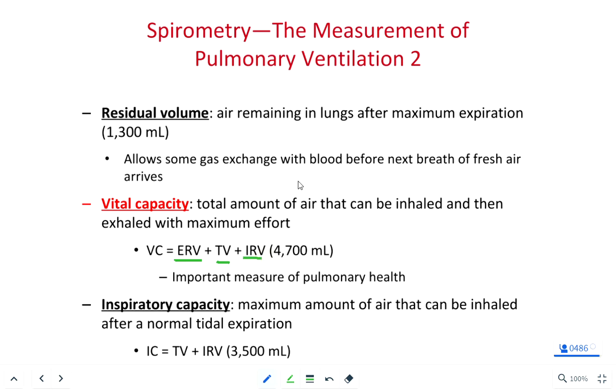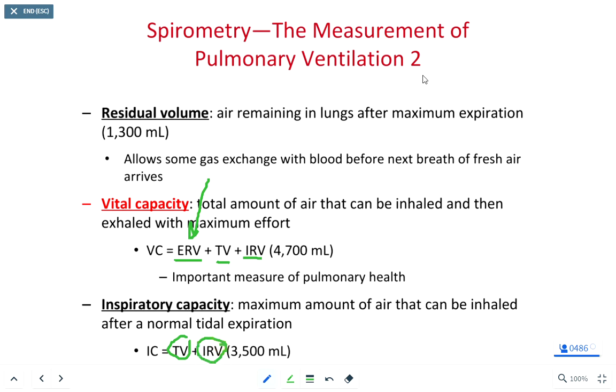The bigger your vital capacity, the longer you can hold your breath. The more you can take air and hold it in. And then as we look at the vital capacity, it's going to be directly related to the inspiratory capacity. So remove this expiratory reserve volume and focus just on tidal volumes and inspiratory reserve volumes.